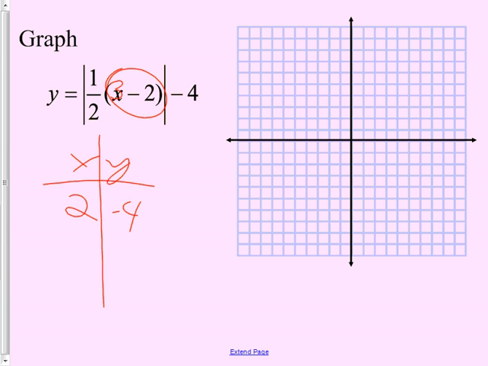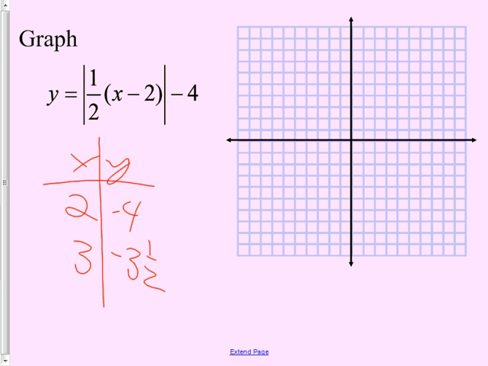So 3 minus 2 is 1. A half of 1 is a half. A half minus 4. Oh, I forgot the absolute value. Absolute value of a half is a half. And a half minus 4 is negative. So 3 goes in, and I get negative 3.5.